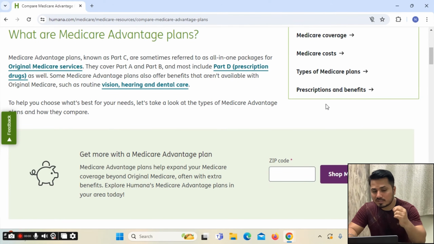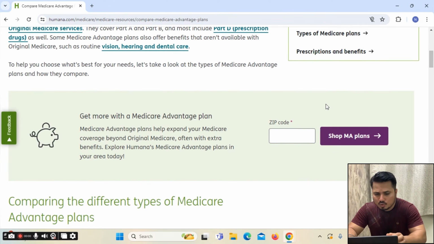We have already discussed this, but still, let's do the revision. Medicare Advantage plans, known as Part C, are sometimes referred to as all-in-one packages for original Medicare services. They cover Part A and Part B, and most include Part D, prescription drugs, as well. Some Medicare Advantage plans also offer benefits that aren't available with original Medicare, such as routine vision, hearing, and dental care.